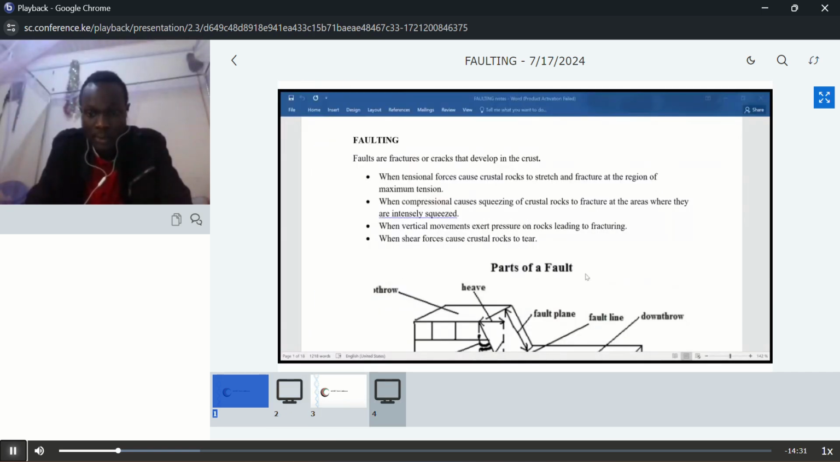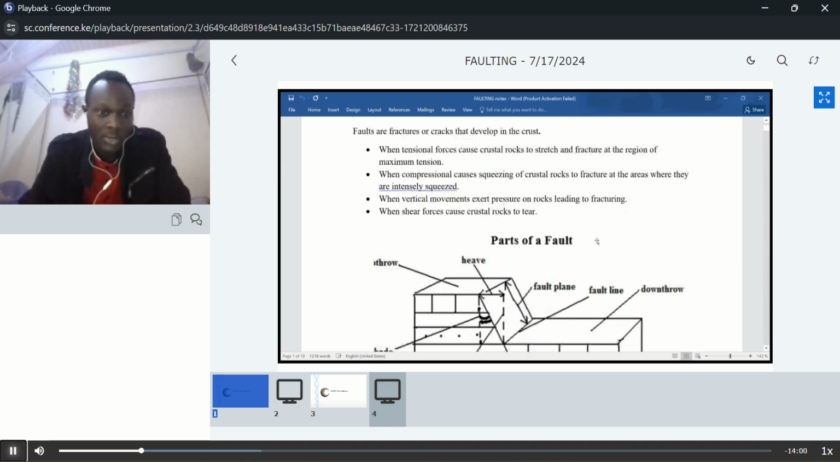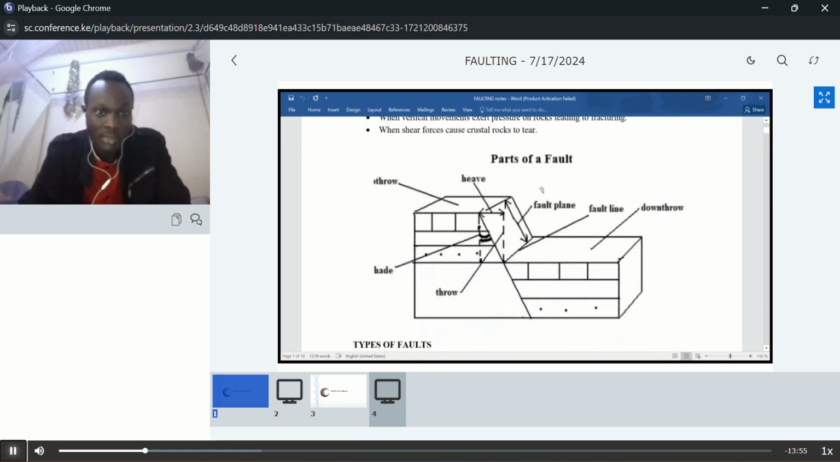Welcome back. We are now going to discuss faulting in detail, and we say that faults are fractures or cracks that develop in the crust. When tensional forces cause crust rock to stretch and fracture at the region of maximum tension, or when compression causes squeezing of crust rocks to fracture at the areas where they are intensely squeezed. Faulting also occurs when vertical movement exerts pressure on rocks leading to fracture, or when shear forces cause crust rocks to tear.